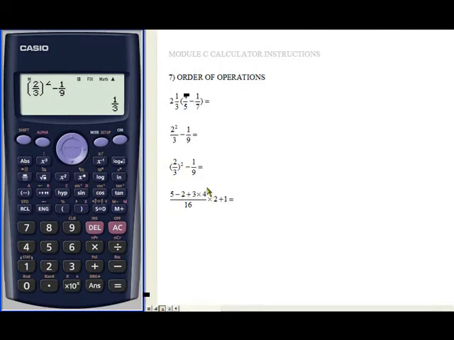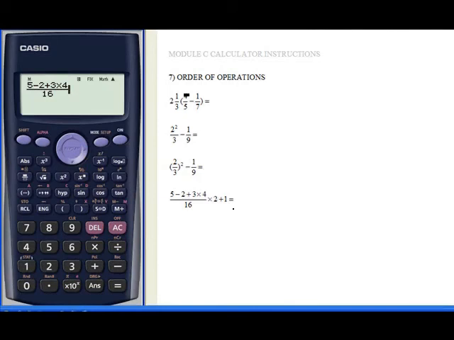Let's try to do a fraction like this. And now I have a bunch of things in the numerator, and then multiply by 2 and then plus 1. So let's try it. Get the fraction. Now I need to enter the numerator, which is 5 minus 2 plus 3 times 4. Your calculator does know order of operations. Now go 16. Now go right arrow. Now I'm supposed to multiply 2. Very good. Now I'm going to add 1. You see, it looks just like the way I entered it.